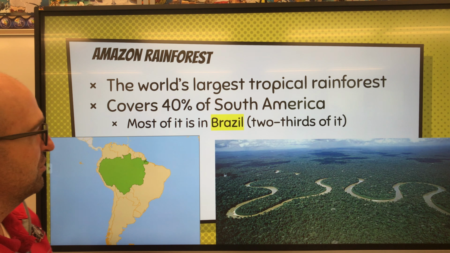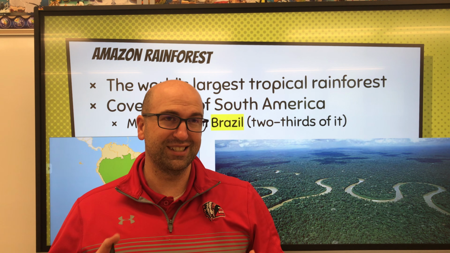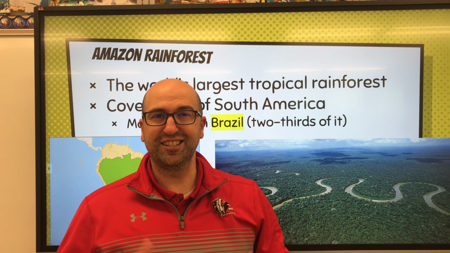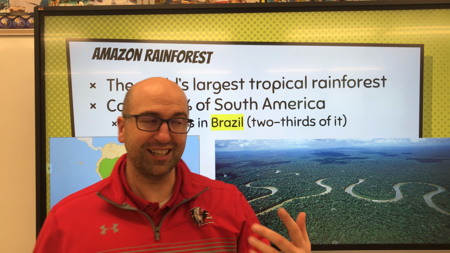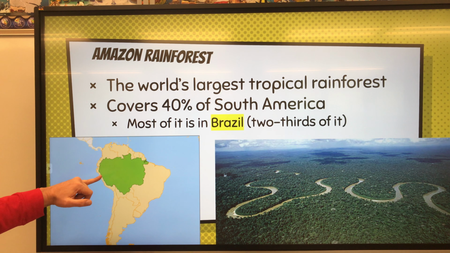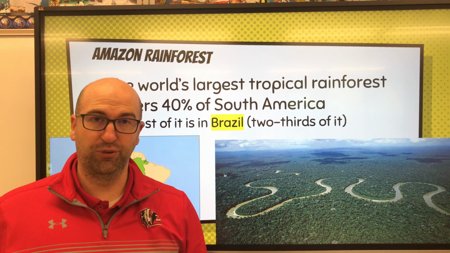So let's start with this one, the Amazon rainforest. The Amazon rainforest runs pretty much through the bulk area of South America. A lot of it's found in the country of Brazil, but it does extend into some of the other countries as well. The Amazon River flows right through the Amazon rainforest.